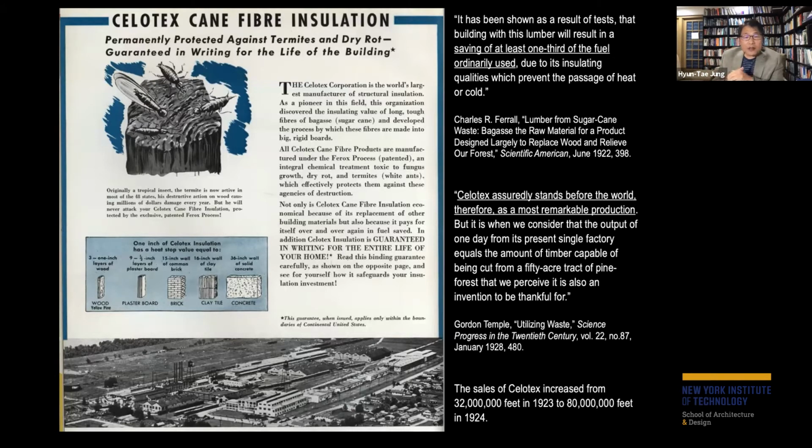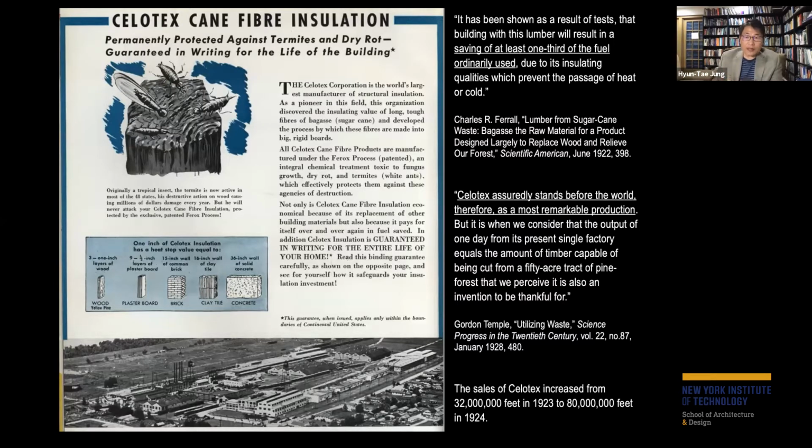So initially, Celotex was hailed as a revolutionary material. Publications like the Chemical Engineering Journal and Scientific American called it saving at least a third of fuel in ordinary use. So the energy saving was amazing. Celotex assured the stands before the war as a most remarkable production. A lot of people saw it as groundbreaking, somehow close to sustainable development.